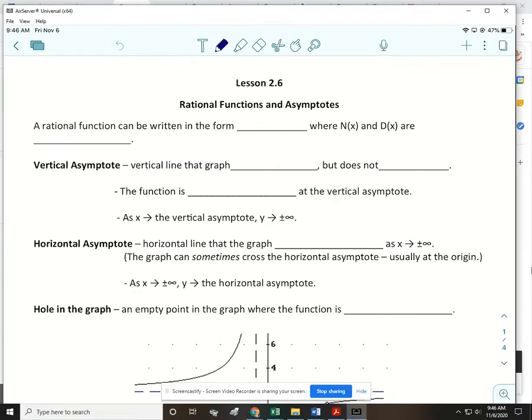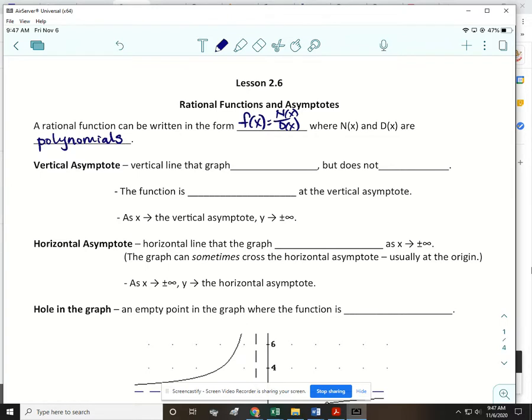So a rational function can be written in the form f of x equals n of x over d of x, where n of x and d of x are polynomials. And I call them n and d because it's numerator and denominator. So anytime in this lesson where I'm talking about n of x, I'm talking about the numerator. D of x, we're talking about the denominator.